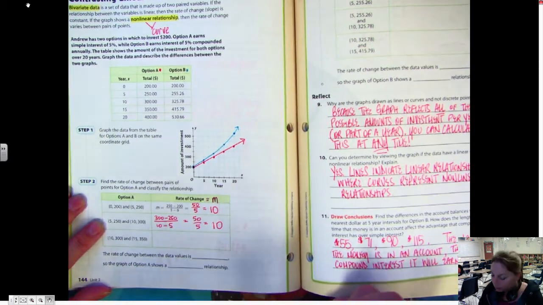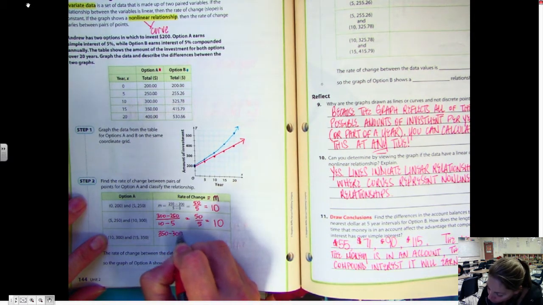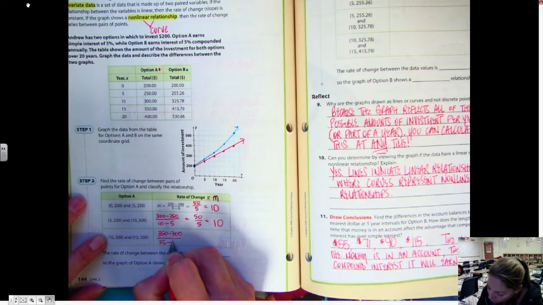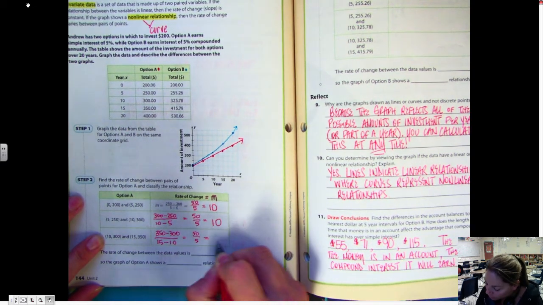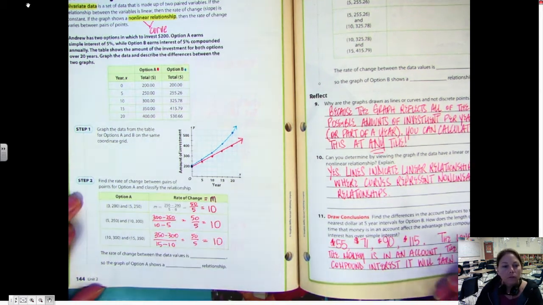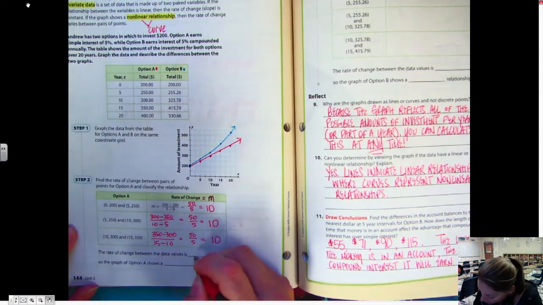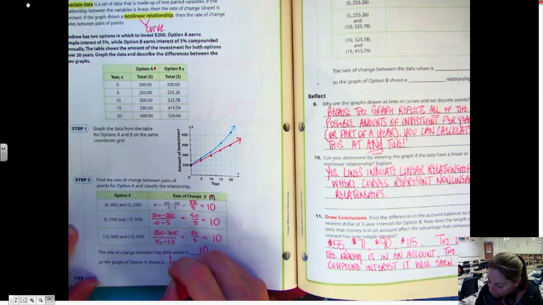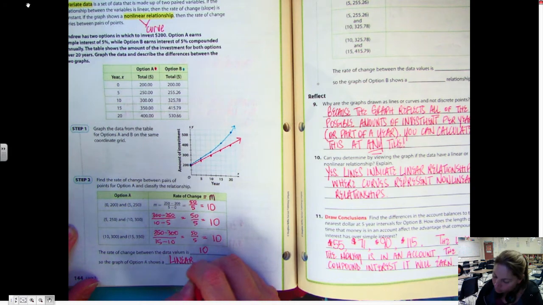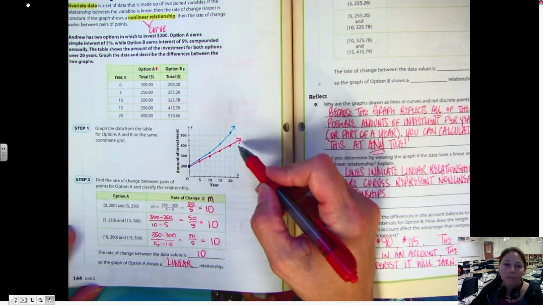So far so good. Finally, I'm going to do 350 minus 300, and then 15 minus 10 is my denominator. Again, I'm still getting 50 over 5, which is giving me 10. So to answer the bottom 2 questions, the rate of change between the data values is 10. So the graph of option A shows a linear relationship. And again, like I said, that's kind of obvious because of what we've drawn.